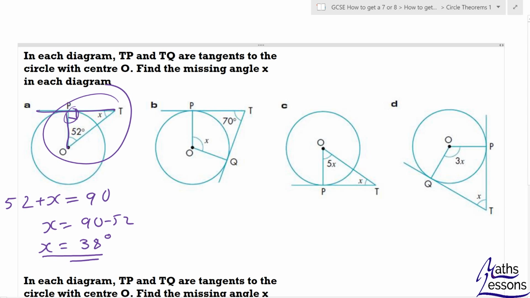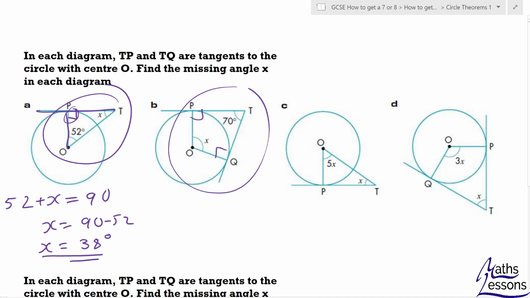Okay, let's just quickly go through these. So in this question we have a quadrilateral where that is 90 and that is 90. So that leaves us 180 because angles in a quadrilateral add up to 360. So x plus 70 equals 180. So x equals 110.